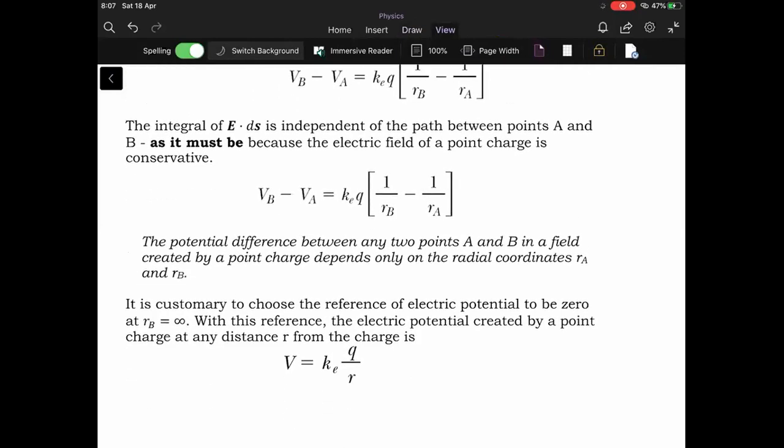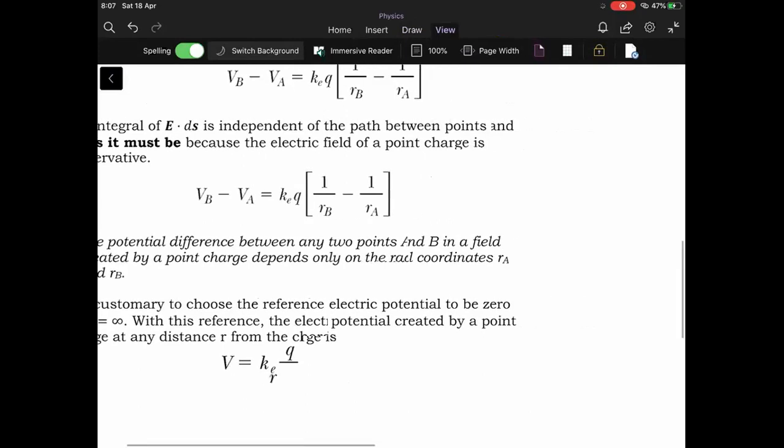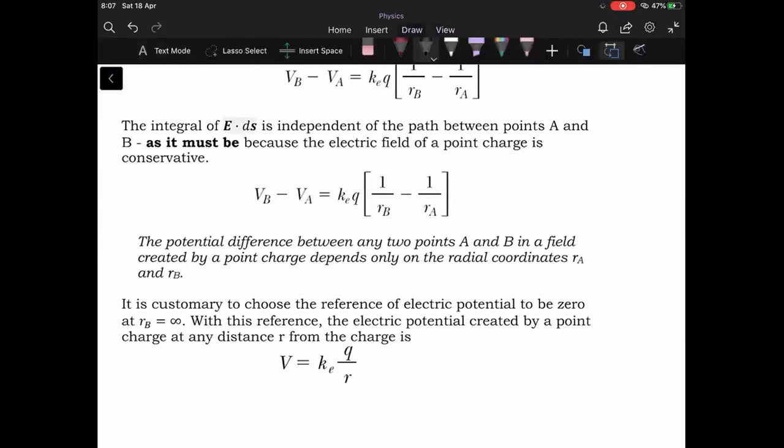Now if I substitute the value of Ra as infinity or Rb as infinity, then I'll get the expression of potential as kq by R. Is it okay? If you understood this, then you write it down. Then we will move on to H.C. Verma.